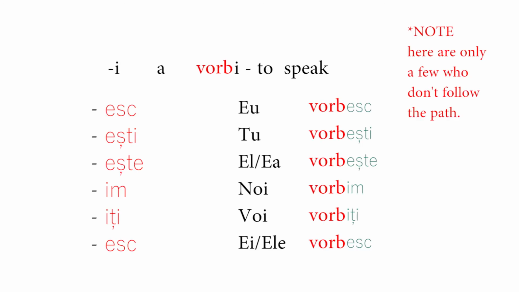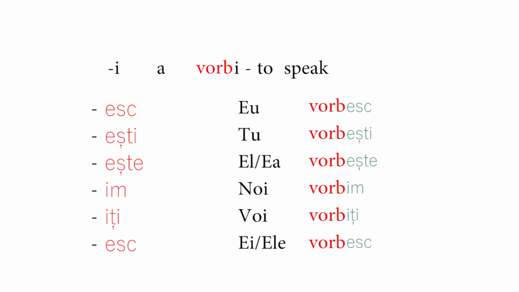Okay, so the last one is the i in English. This path again is easy. The first person singular and the third person plural are the same. You need to learn everything that's inside. Okay, we're going to use a vorbi, and it goes like this: eu vorbesc, tu vorbești, el, ea vorbește. Noi vorbim, voi vorbiți, ei vorbesc. And that's pretty much it.